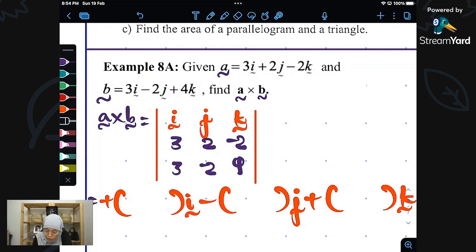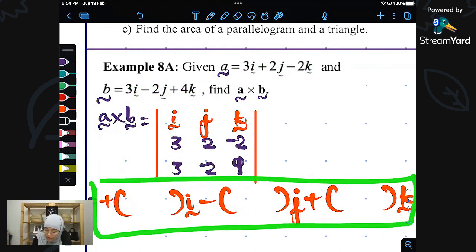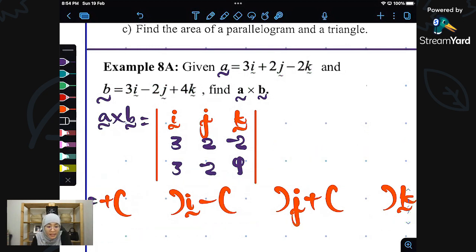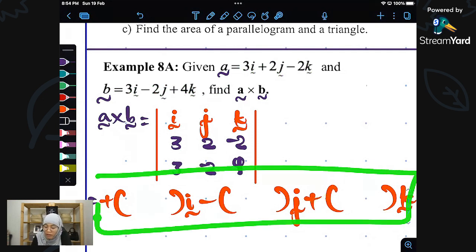So now what we should do is we will write this thing. I really love to write the skeleton first, because it makes my life easier so that I know the first term is always positive, positive i, and then the second term is always negative for the j, and the third term will always be positive again for the k. All right, so i is a positive sign, j is a negative sign, k is a positive sign. Remember, this is the formula.